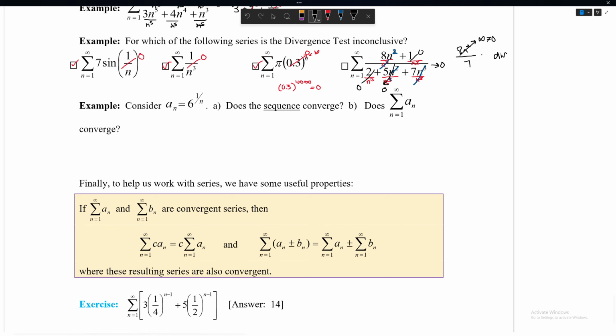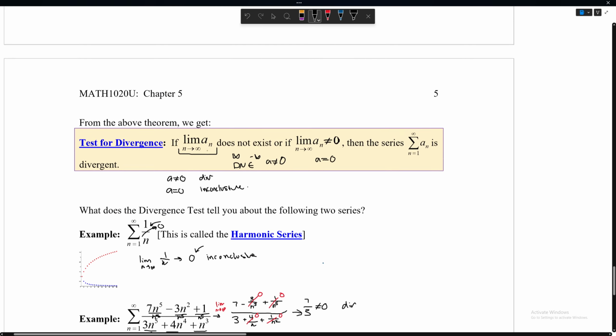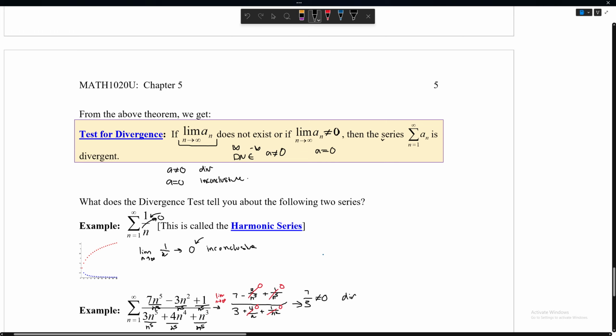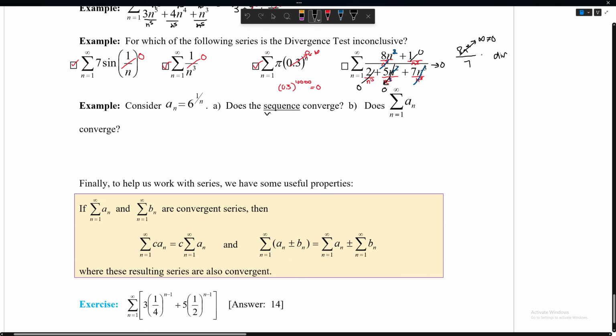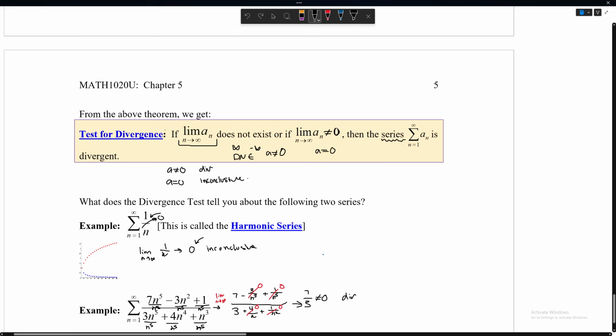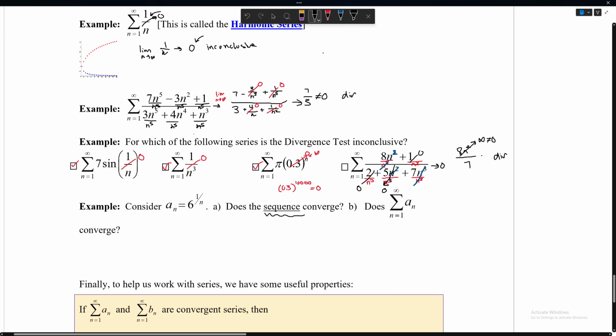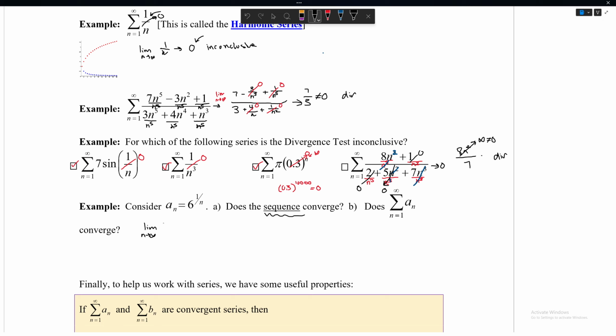Remember, this is what I made a big deal about earlier: this only works with series. Okay? So this is asking, does the sequence converge? How do you check if the sequence converges? You take the limit as n goes to infinity of 6^(1/n). Which is the same thing you would do with the series. It's just that the result means different things.